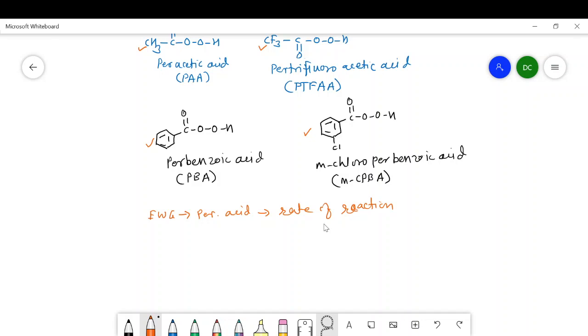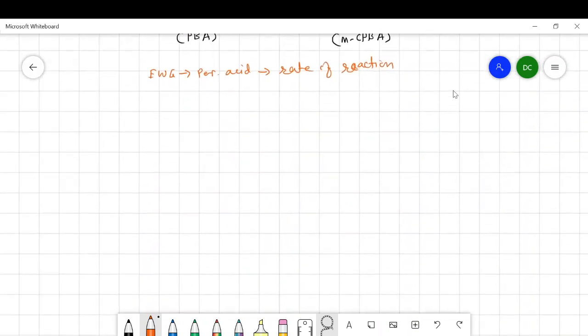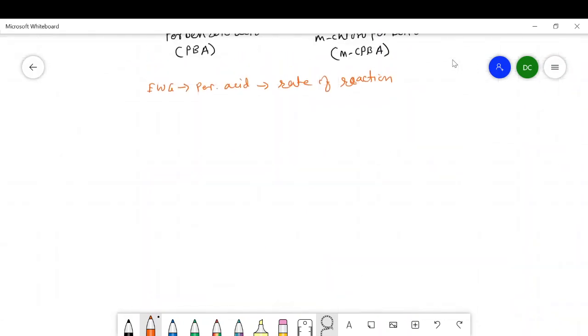Now come towards the mechanism of this reaction. It is very simple, in which there is a protonation and addition of per acid. So we will come towards the mechanism of this Baeyer-Villiger oxidation process.